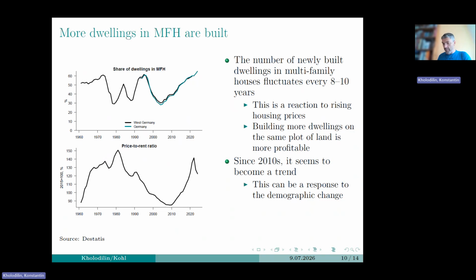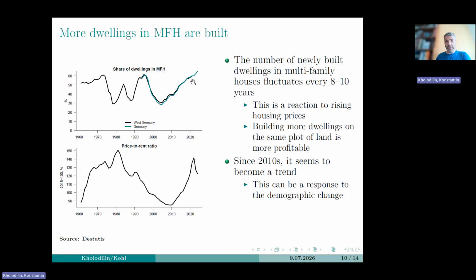So if you were planning to build a house with 5 dwellings on that plot of land, and if the price of this plot of land increased, then it's better, of course, to build a 10-dwelling house instead of a 5-dwelling house, because you can distribute the land price increases over a bigger number of dwellings. So when there's a boom, the proportion of apartments is increasing because you can squeeze more money, more profit from building larger houses with more dwellings.